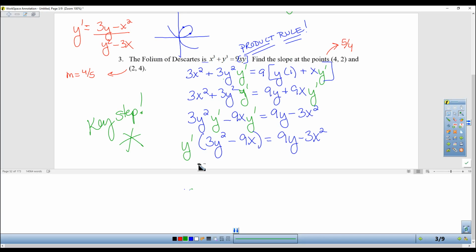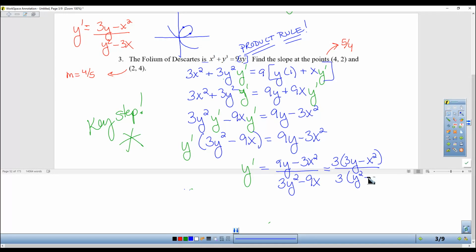And now, because there's just one y prime, I can divide both sides by 3y squared minus 9x, and I get y prime is equal to 9y minus 3x squared all over 3y squared minus 9x, which is not exactly how my answer looked. I did factor out the 3 because it made it a little tidier. I took the 3 out of the bottom as well. That way I could cancel it.